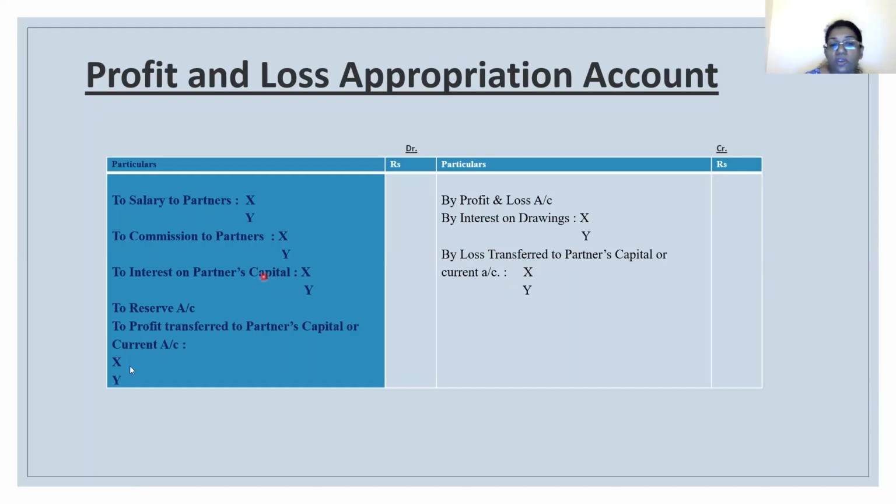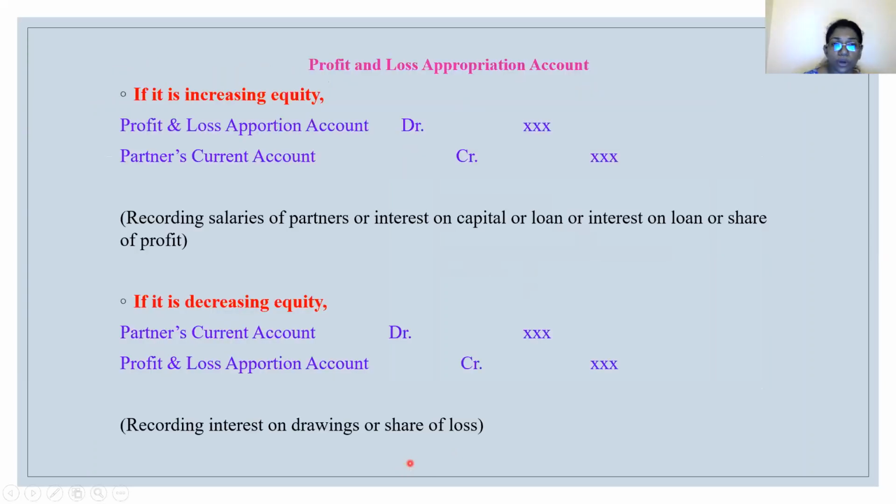Then when there is a profit, we are going to debit the profit and loss appropriation account and add it to the partner's capital or current account. By going through this, we are going to add more equity for the partners. So let's look at how we are going to record this profit. When there is a profit, as I mentioned earlier, we are going to debit the profit and loss appropriation account and credit the partner's current account. When there is a loss, we are going to debit the current account and credit the profit and loss appropriation account.